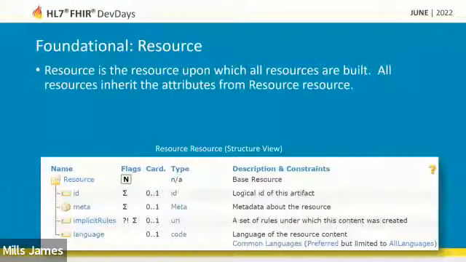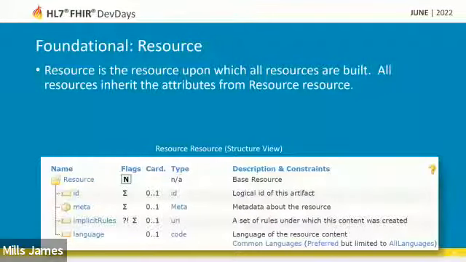We're going to start with foundational resources. Foundational generic resources to FHIR, and there's nothing more foundational than the resource. This is the resource on which all resources are built. All resources inherit the attributes from the resource. This is how we have the instance identifier, the field ID, how we have language, implicit rules, and something called meta. Pull to the side for a minute.